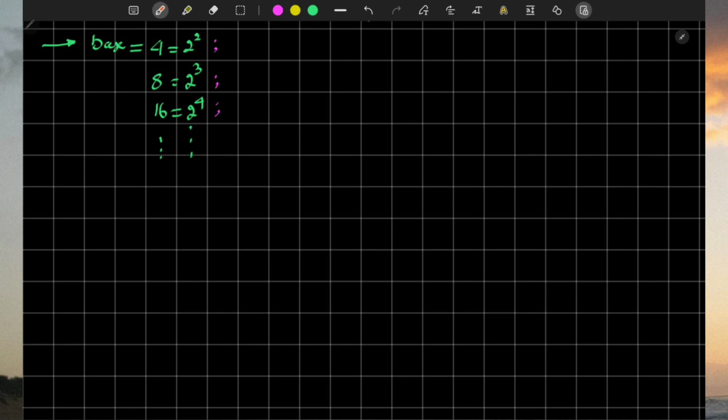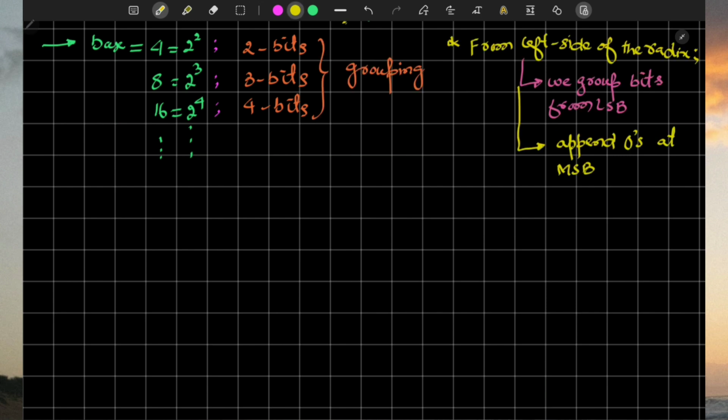How this can be achieved is that we have to group bits. So for base 4, 2 bits are to be grouped. For base 8, 3 bits are to be grouped. And for base 16, 4 bits are to be grouped. And similarly for higher powers of 2.